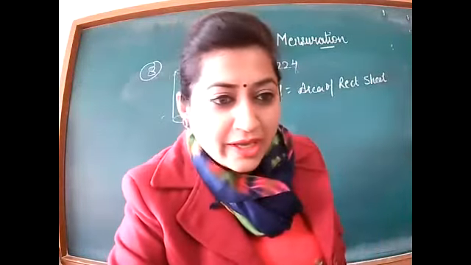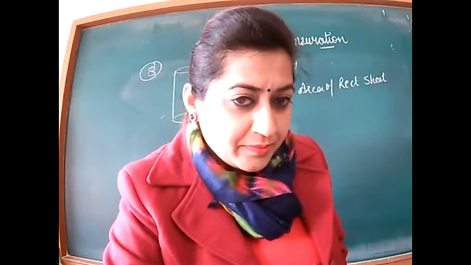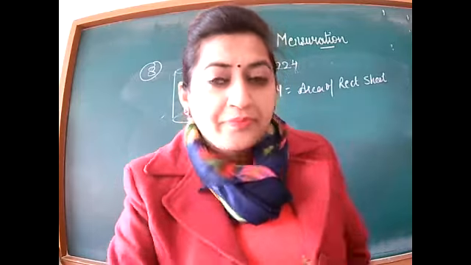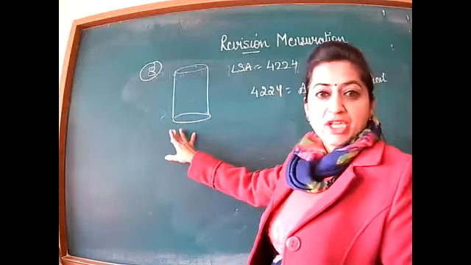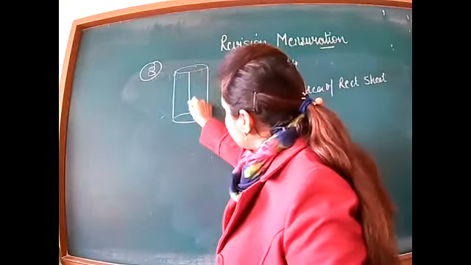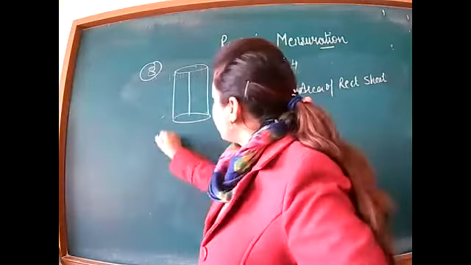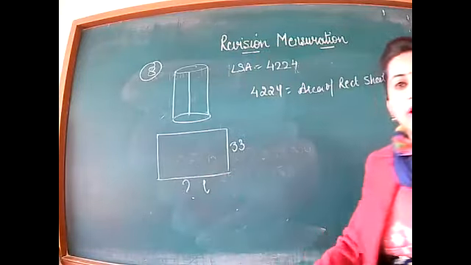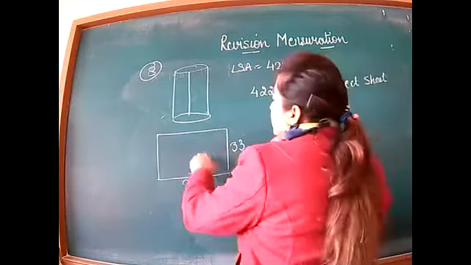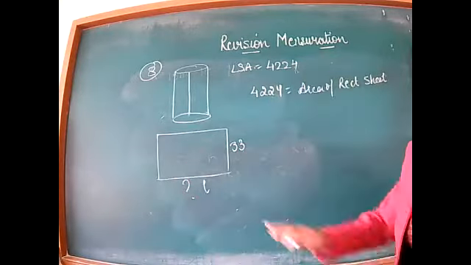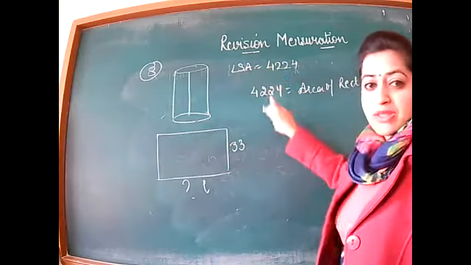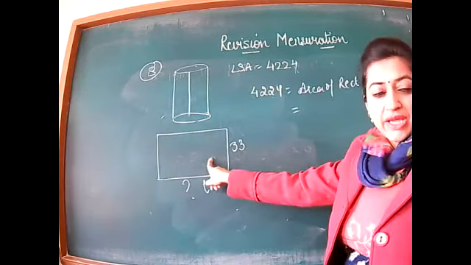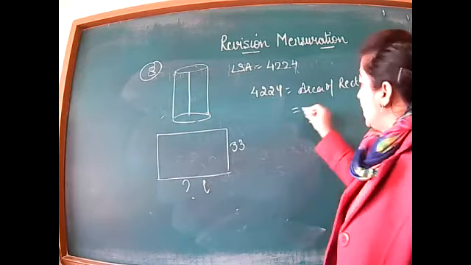Actually, if you cut the cylinder along its height and open it, it will be in the form of a rectangle whose breadth is given and you have to find the length of this sheet. When you fold this, it will form one cylinder. So its lateral surface area is given to you. That will be equal to the area of the rectangular sheet, that is length into breadth.